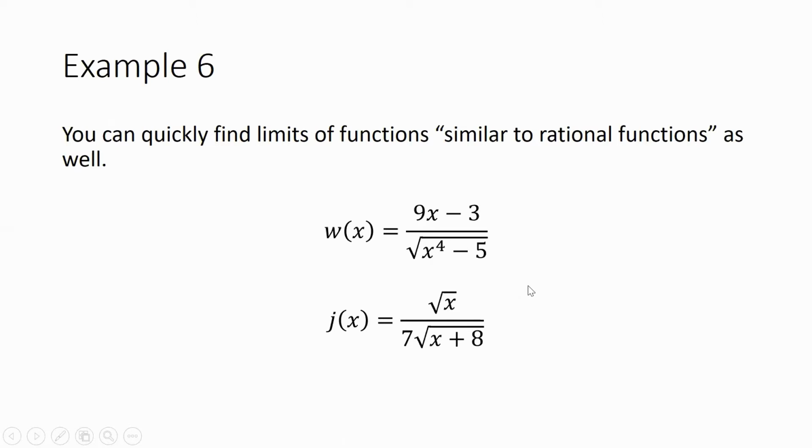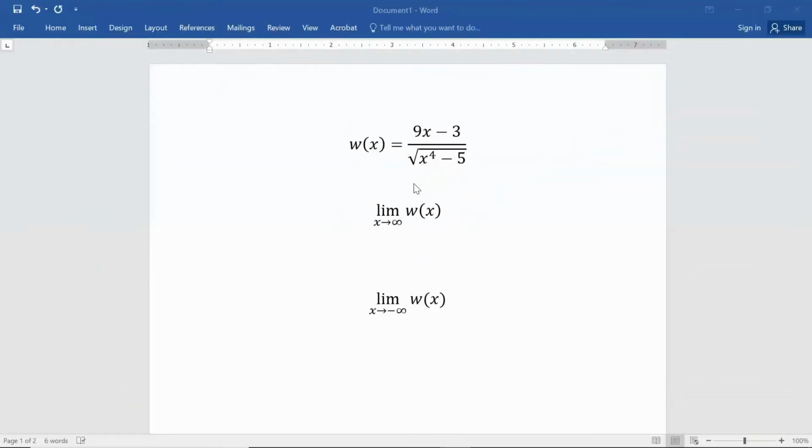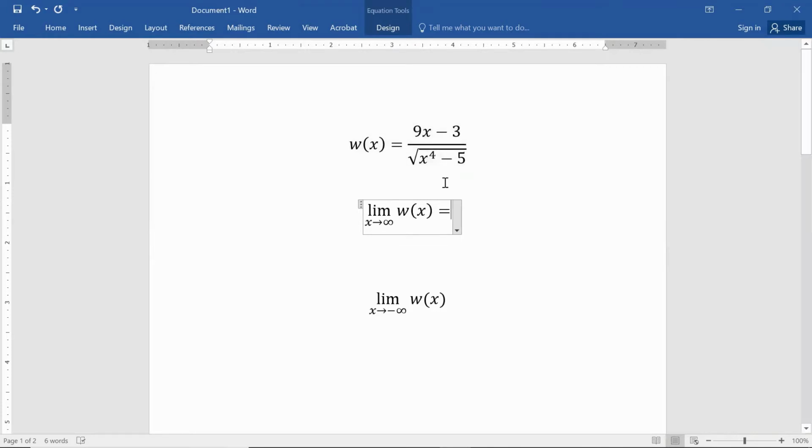These are similar to rational functions, but they're not exactly rational functions because it's not polynomial divided by polynomial. I'm going to find the limit as x goes to infinity of this w of x and the limit as x goes to infinity of this j of x function. Let's begin with w of x, and in particular, the limit as x goes to infinity of w of x. So remember, we're looking at growth rates.